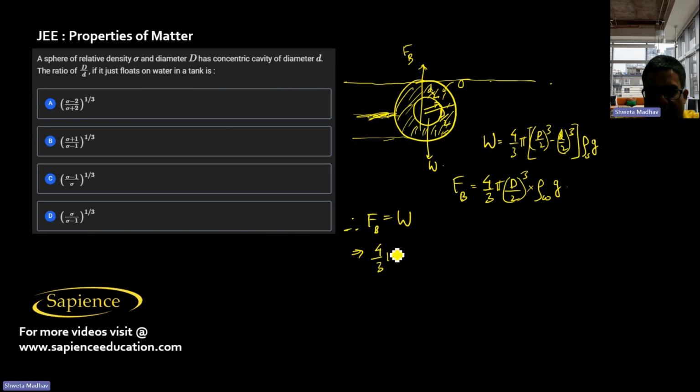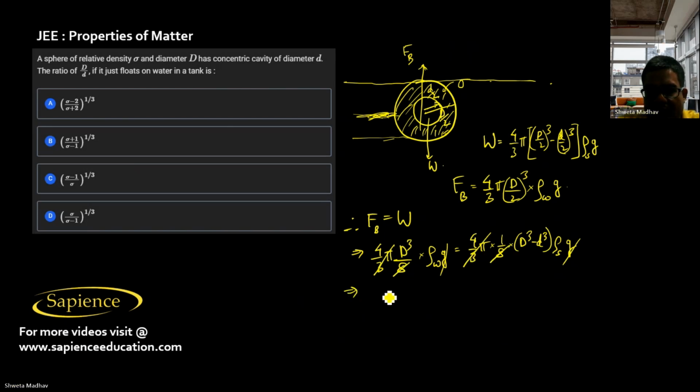So it means 4 by 3 pi into D cube by 8 into density of water into g is equal to 4 by 3 pi into 1 by 8 into (D cube minus d cube) into density of the sphere into g. So g will cancel, 4 by 3 pi, 4 by 3 pi, and 1 by 8, 1 by 8 will cancel. So from here we can see D cube equals D cube minus d cube by D cube. No, sorry.